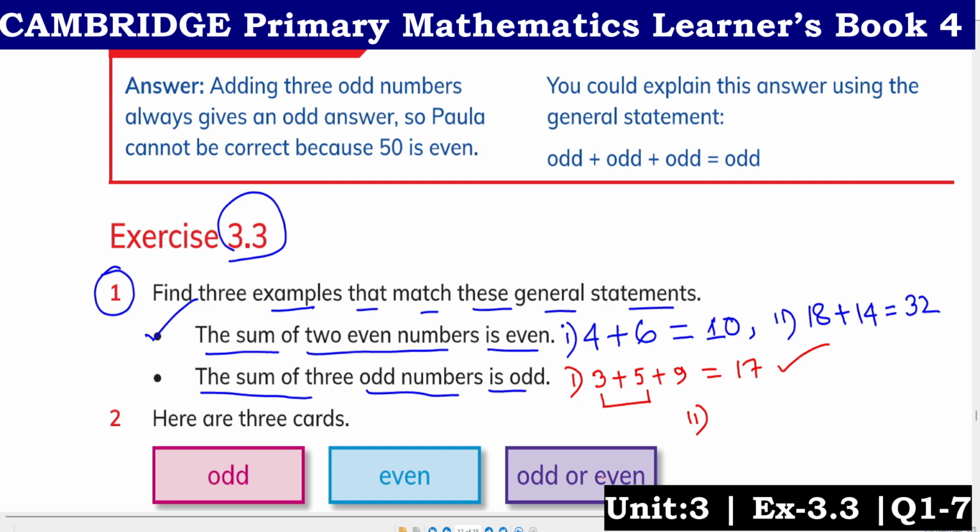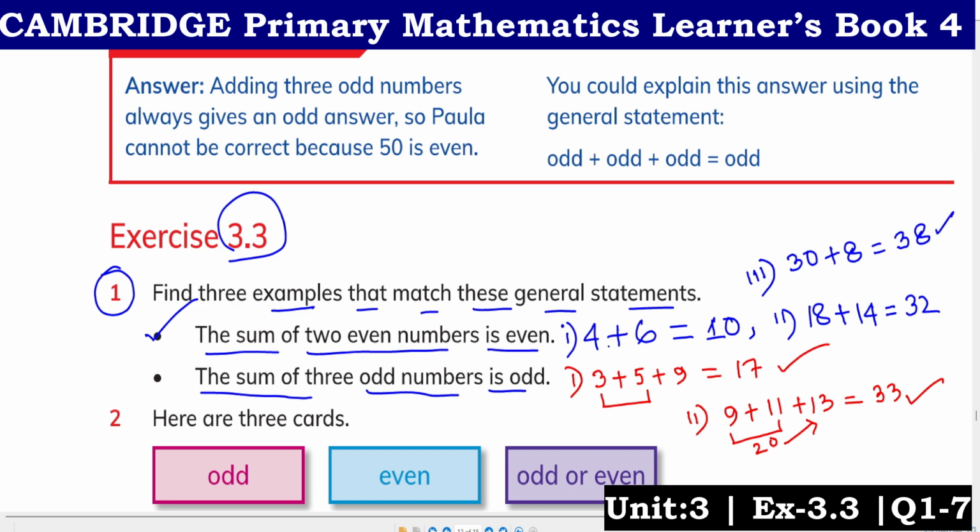Let's try another. Randomly we can pick some numbers like 9 plus 11 plus 13. 9 plus 11 is 20, and 20 plus 13 is 33. So this statement is also correct. So find 3 examples. For the first one we also need a third example, the sum of 2 even numbers. We can take 30 plus 8, 2 even numbers. Once we make the summation, we will get 38, and this is also an even number.